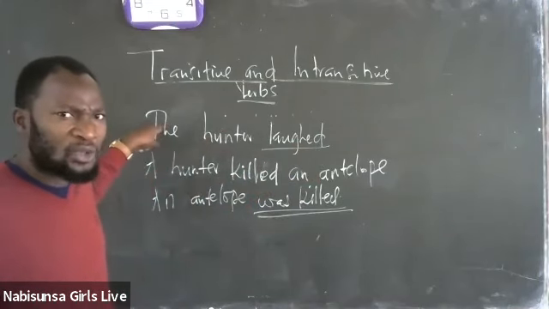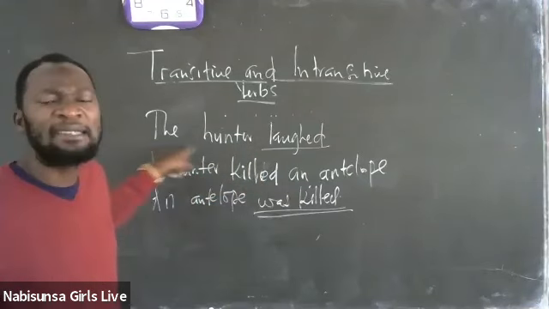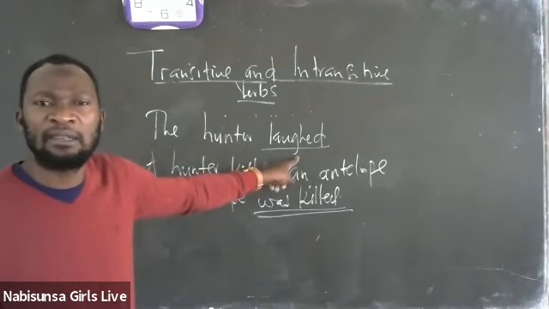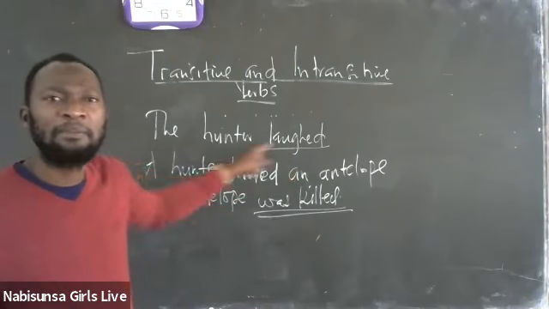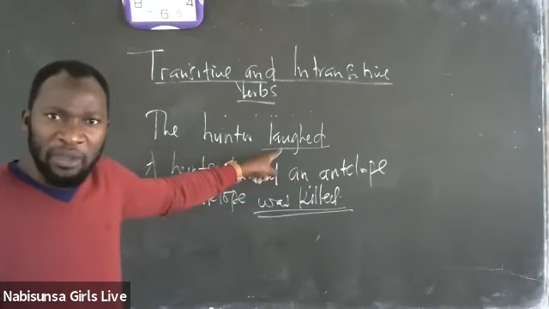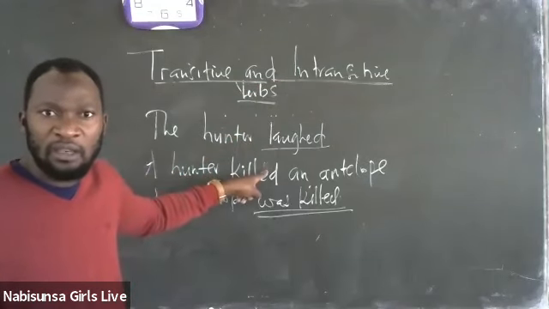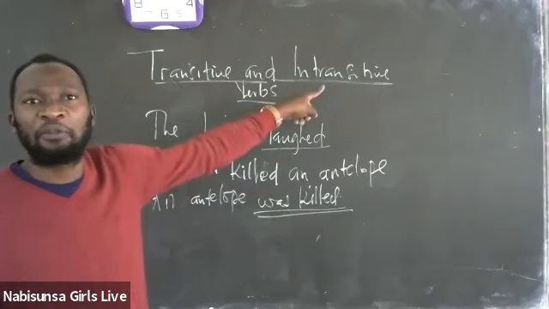However, when we look at this one here, "The hunter laughed." This sentence here is complete. It does not require an object. Anisha, are you seeing this? Yes, teacher. Yes, so that means that this verb here, laughed, is an intransitive verb. The verb to kill is transitive. The verb to laugh is an intransitive verb.